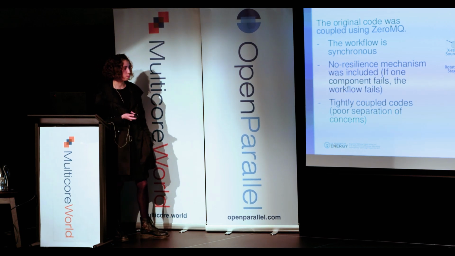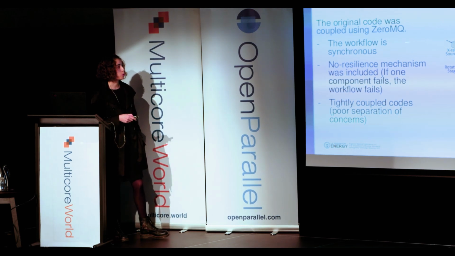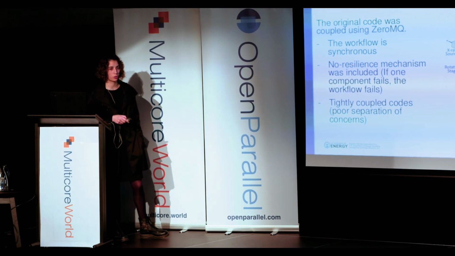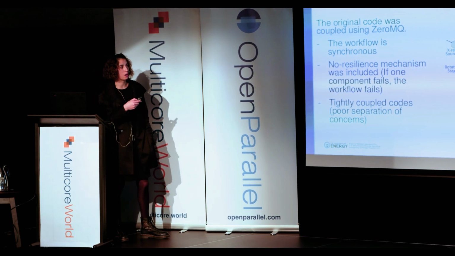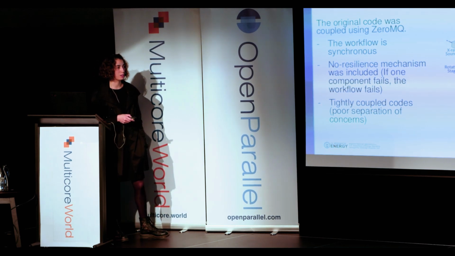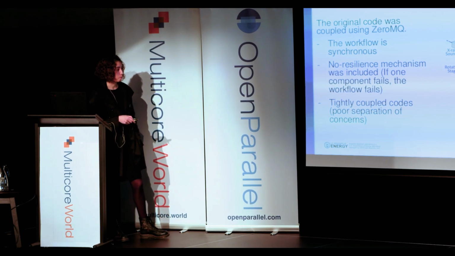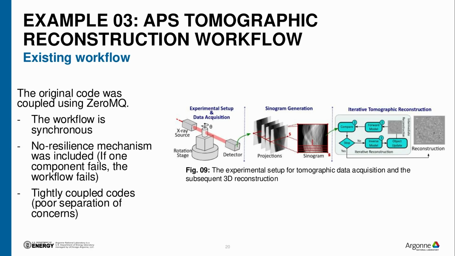So we have some code already there, which is coupled using 0MQ, but the workflow is synchronous, so every single component needs to be there to start the others. It's not resilient, so if my reconstruction fails, then we're going to lose all the data, and we don't want that. And they are all tightly coupled, so if I change something about the preprocessing pipeline, I need to change the coupling with the other pipelines, and we don't really want that.